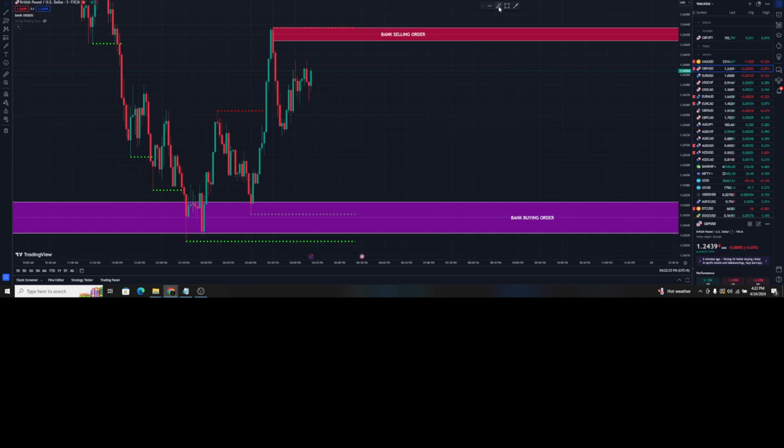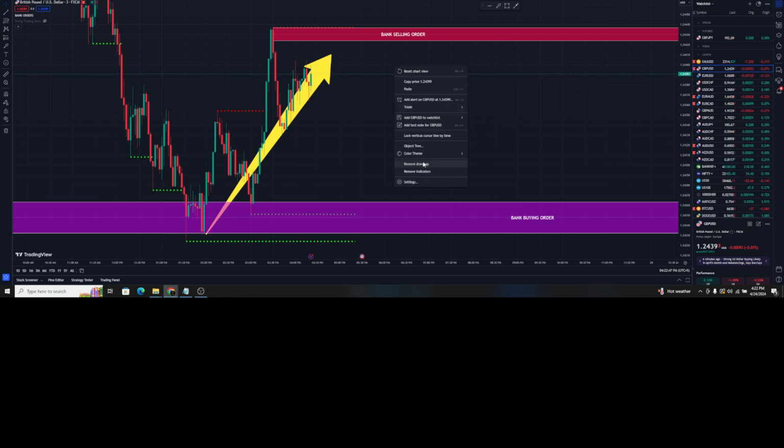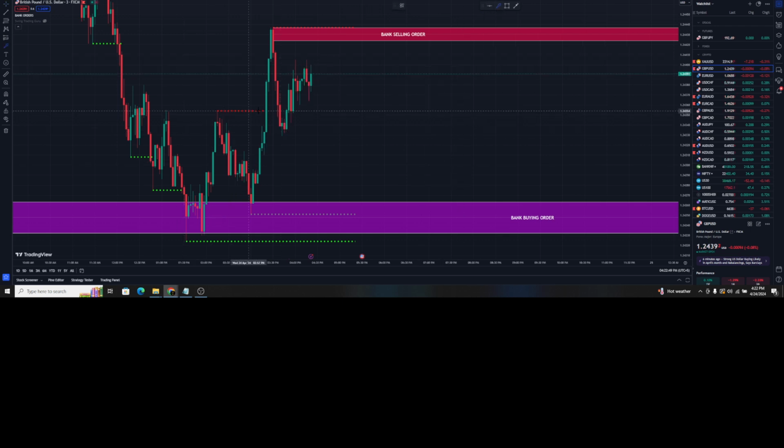For example, look at this example. Here we have the bank buying order and the dotted green line, and from the dotted green line plus the bank order, you can see the price simply went up and targeted the bank selling order. Also in the middle, you can see a candle closing above the dotted red line. As I mentioned, this is the buy signal, and the price simply went in the upward direction.